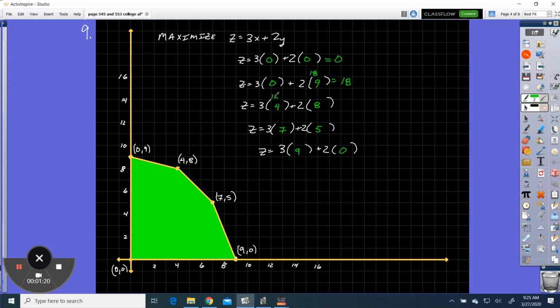3 times 4 is 12. 2 times 8 is 16. 12 plus 16 is 28. 3 times 7 is 21. 2 times 5 is 10. Add those together, I get 31. 3 times 9 is 27. So my maximum value is 28, and it occurs at the point 4, 8. And that's all you have to do on those problems, is find the maximum value and tell me where it occurs.